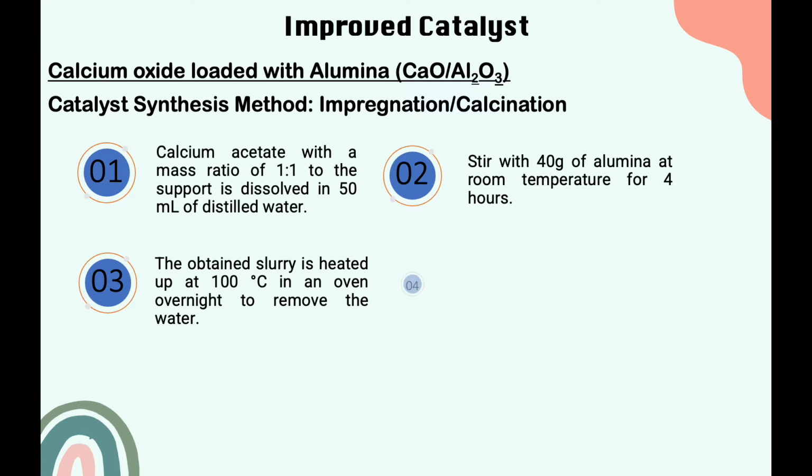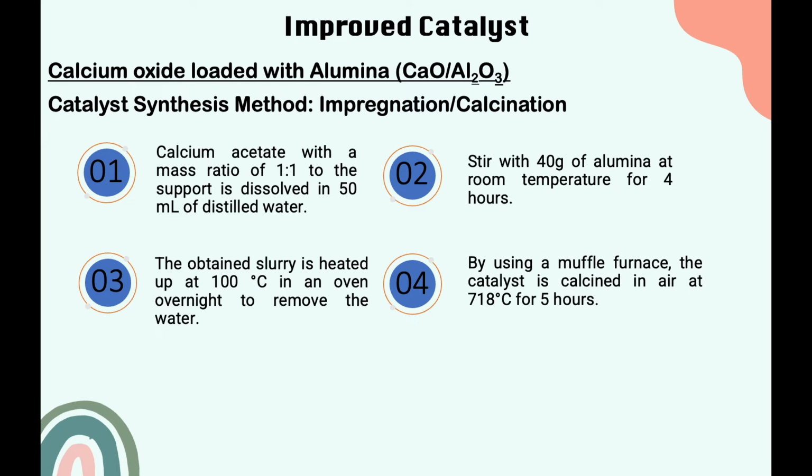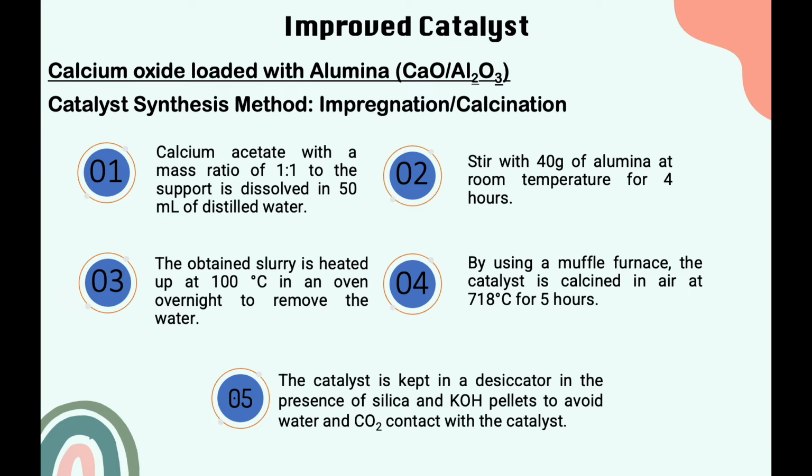By using a muffle furnace, the catalyst is calcined in air at 718 degrees Celsius for 5 hours. Lastly, the catalyst is kept in a desiccator in the presence of silica and potassium hydroxide pellets to avoid water and carbon dioxide contact with the catalyst.